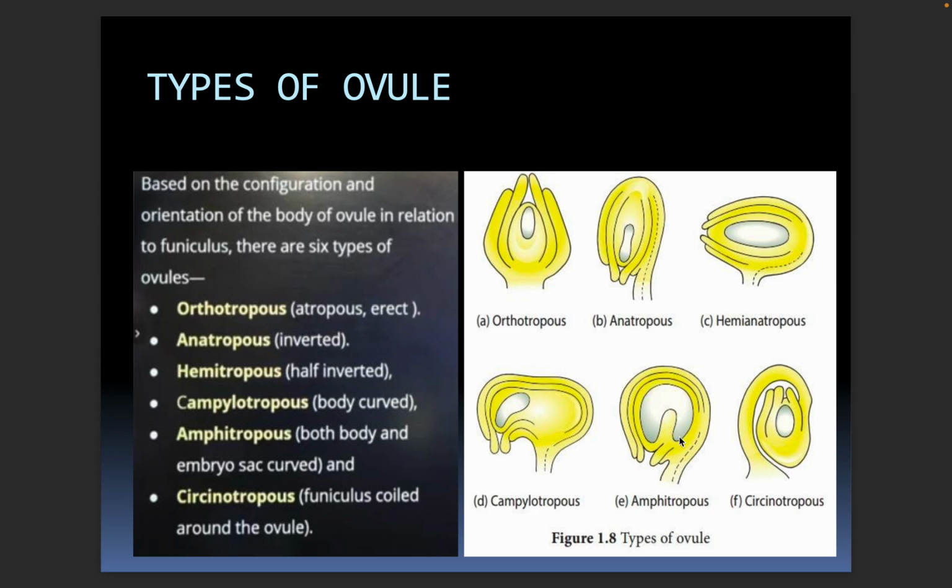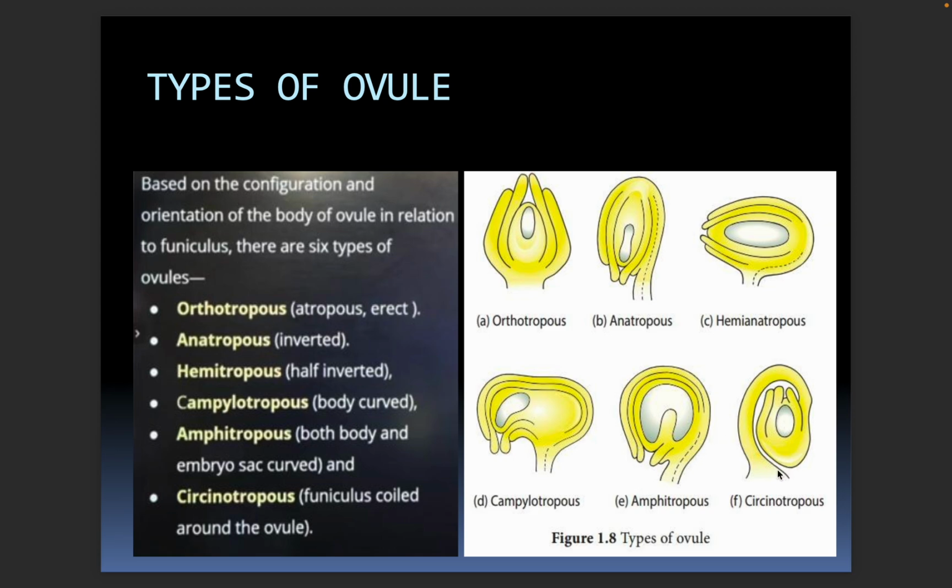Here you can see that the body, as well as the embryo sac, is curved. Everywhere else you were not watching the embryo sac getting completely curved, but here you can see the embryo sac as well is curved. So I'll call it amphi, which means two, right? So both of them are curved together. So this is an amphitropous ovule.